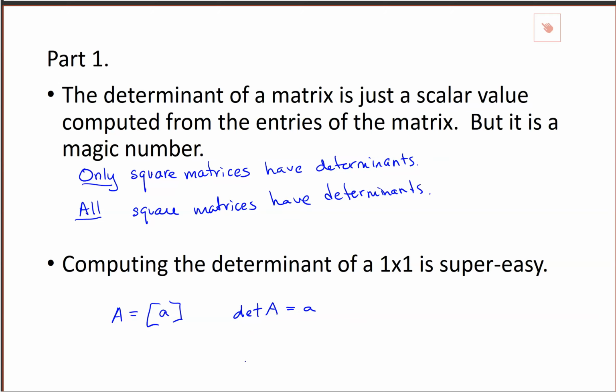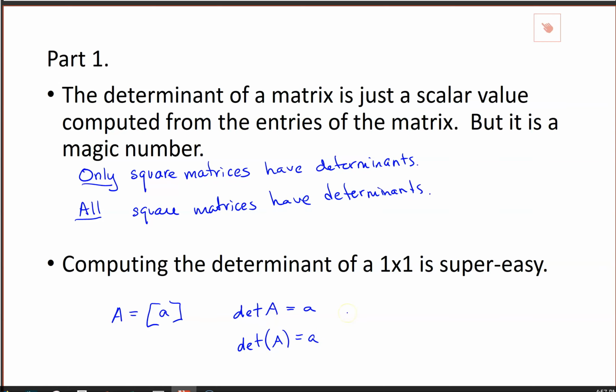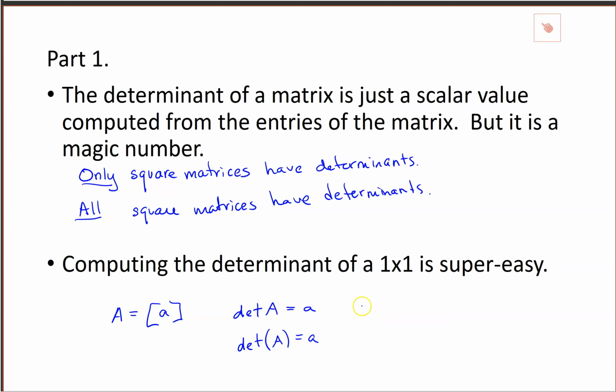Since we're working in such an easy case, I think I'll take the time to show you some of the notations for determinants. So I could also write the determinant of A like this. Another way people like to write determinants is using absolute value signs. The determinant of A is equal to, in this case, A, because it's a 1 by 1. And I usually find myself mostly using this one, and I think that's what our text mostly uses too. And occasionally this one. Okay, so that's how to compute the determinant of a 1 by 1 matrix.